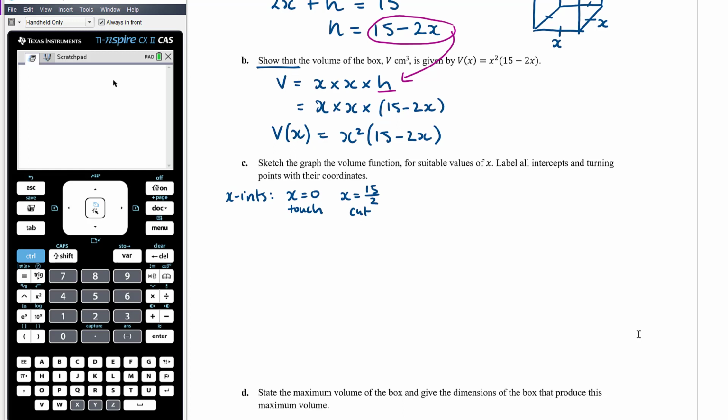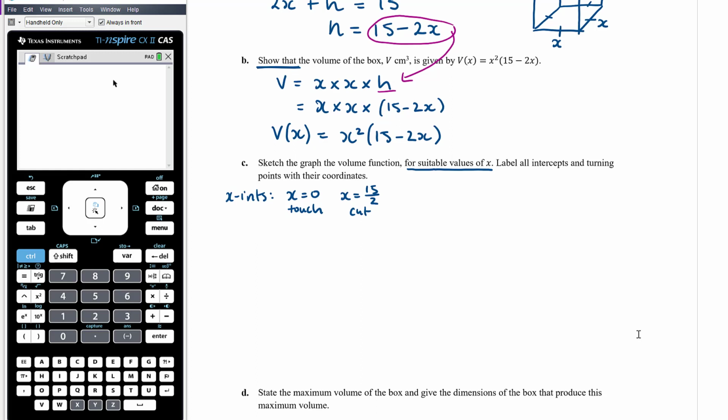The other phrase I want to look at here is for suitable values of x. And this is to do with something called domain. Later on, once we've done domain, the questions will ask you to draw it over a suitable domain, okay? We'll talk about that when we get to the functions and relations chapter. So suitable values of x, so we need to think about the context. So let's have a little think about this graph.